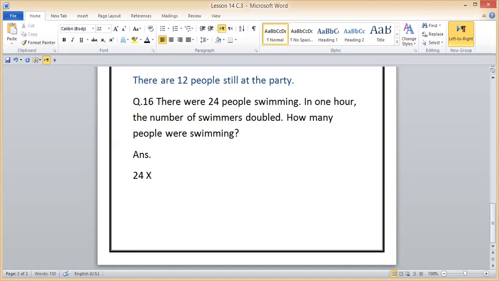In order to find out the double, what will you do? You will multiply 24 by 2. Is it 24 or 25? Sorry, it is 25. There were 25 people swimming in 1 hour. They got double. So in order to find out how many total people are swimming, you multiply 25 by 2 and the answer will be 50. So you will say that 50 people were swimming. This is the answer. Clear, guys?